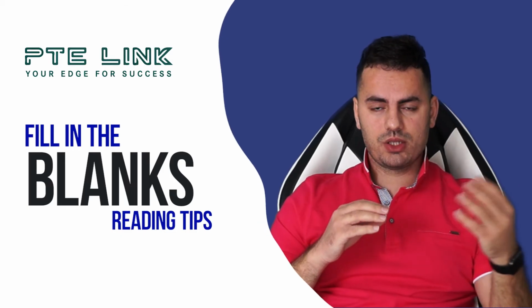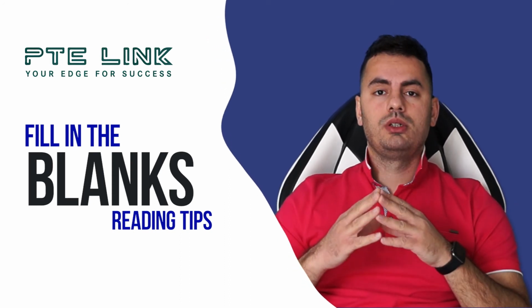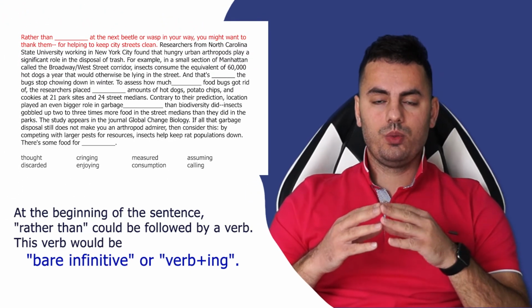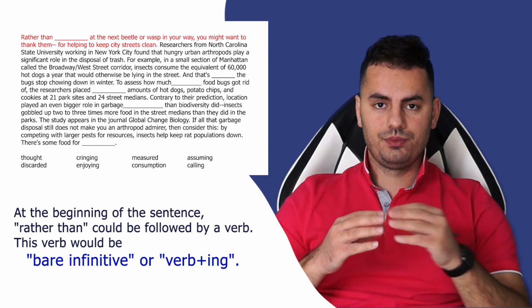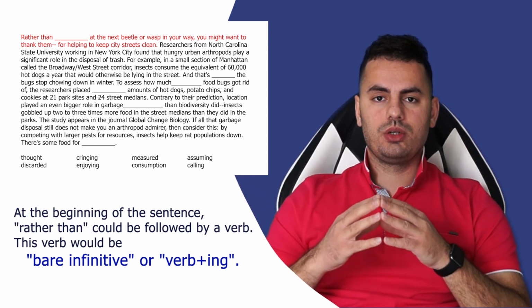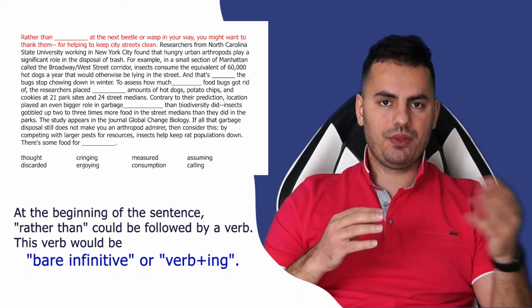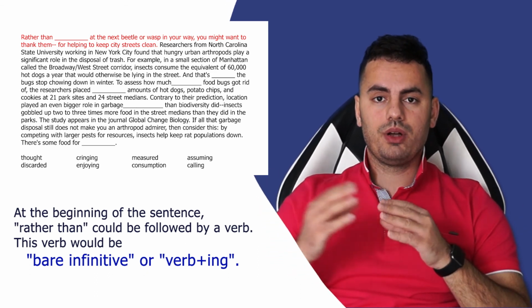Let's take a look at another example just to make sure that you are familiar with the approach. Again, we have another passage and the gaps underneath. Let's together scan the gaps quickly. Thought, cringing, measured, assuming, discarded, enjoying, consumption, calling. Let's start solving the first gap. Rather than gap. We are starting with the grammar tip. The grammar says when a sentence starts with rather than, then the next word could be a verb. And the verb here is either a bare infinitive verb, like in the base form, or a verb with ing.